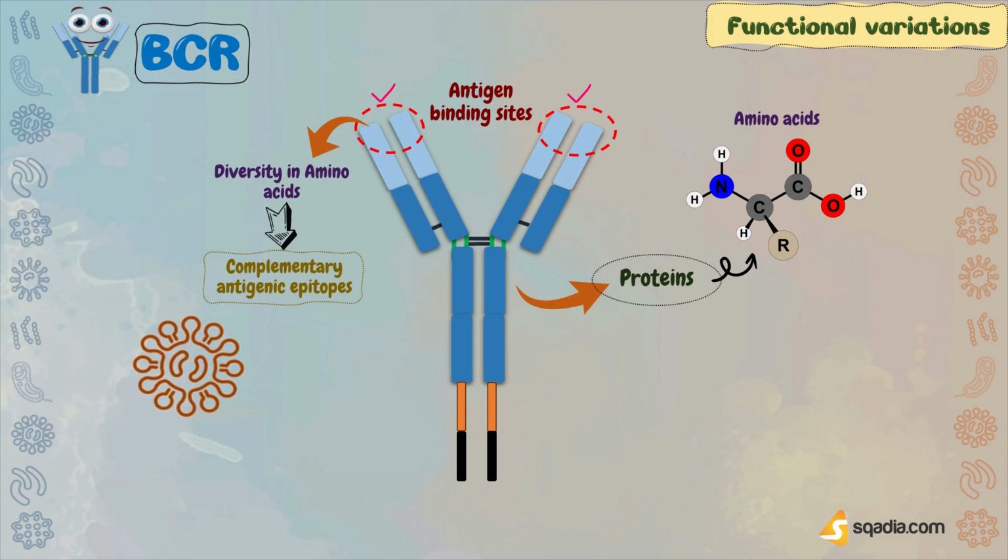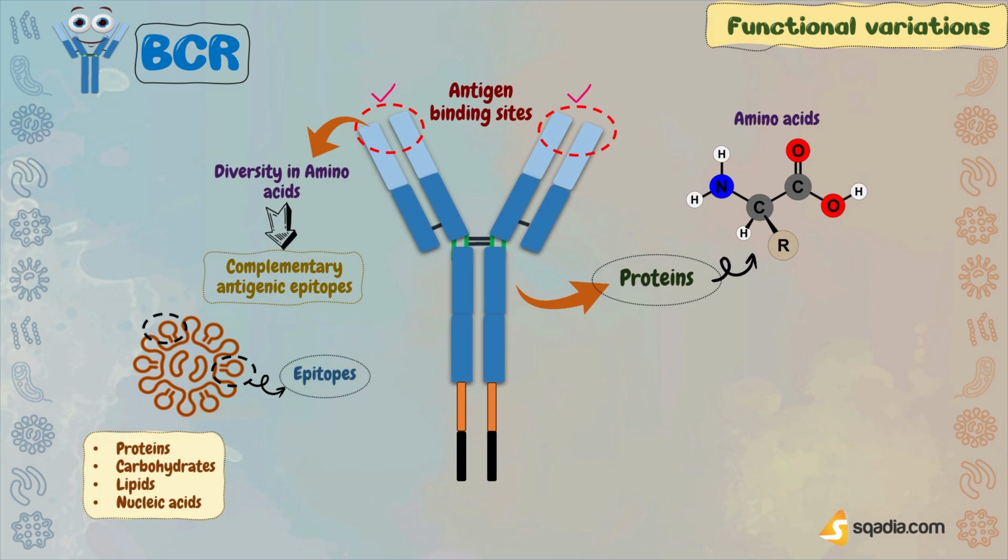Now, what does it mean? Well, we know that antigens are the substances that can elicit an immune response. These antigens can be large molecules such as proteins, carbohydrates, lipids, or nucleic acids. However, the immune system does not recognize the entire antigen as a whole. Instead, it focuses on specific regions within the antigen. And those specific regions are named antigenic epitopes. These epitopes are the small, accessible portions of the antigen molecules.